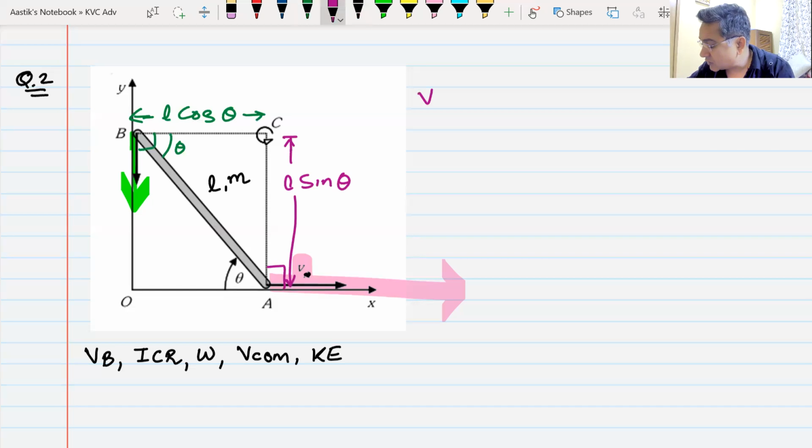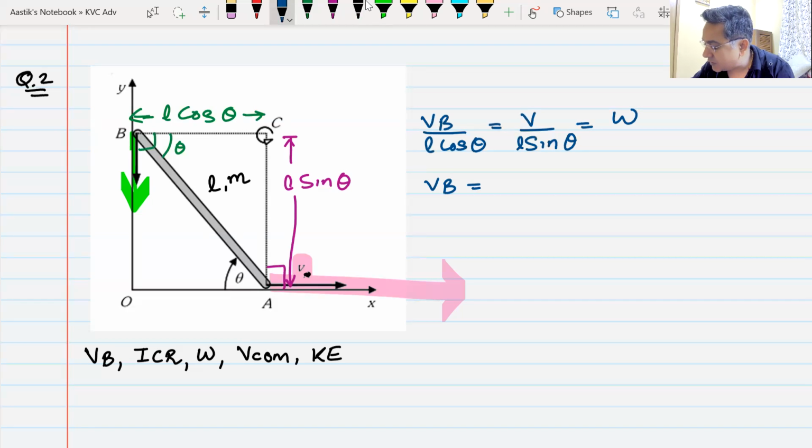So you can say the velocity of point B. If the velocity of point B is VB, you can write VB divided by L cos theta, the angular velocity omega, that will be equal to velocity of point A divided by L sin theta. Yes or no? And that will be equal to omega. So velocity of point B will be V divided by tan theta. And from here, we can also find out the omega. Omega is V divided by L sin theta.